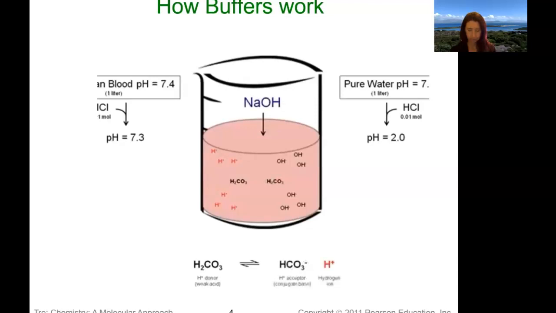If we add a base, the opposite should happen. Under normal circumstances, the addition of a base will cause a decrease in the proton concentration. But the buffer will prevent that decrease from being so great. The equation will run in the opposite direction. On the left side of the equation, the weak acid will start to donate or give off protons into the solution. And that way, the initial drop in proton concentration will be overcome by the donation of protons from the weak acid.